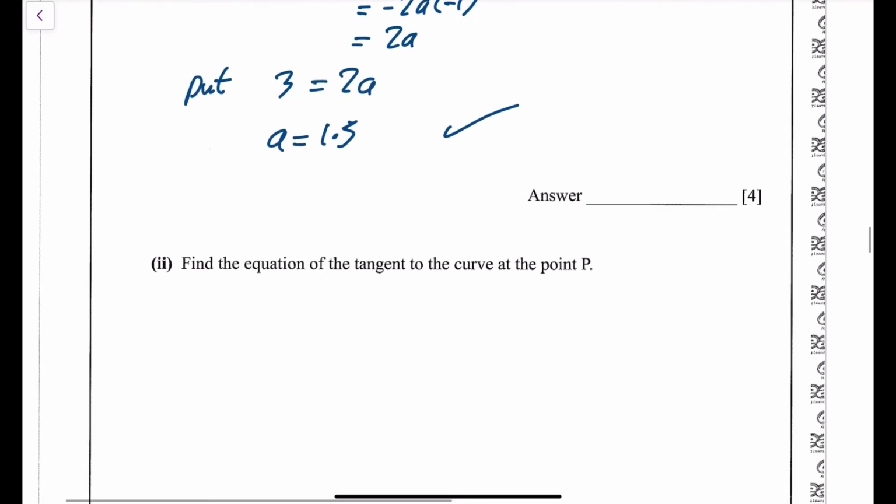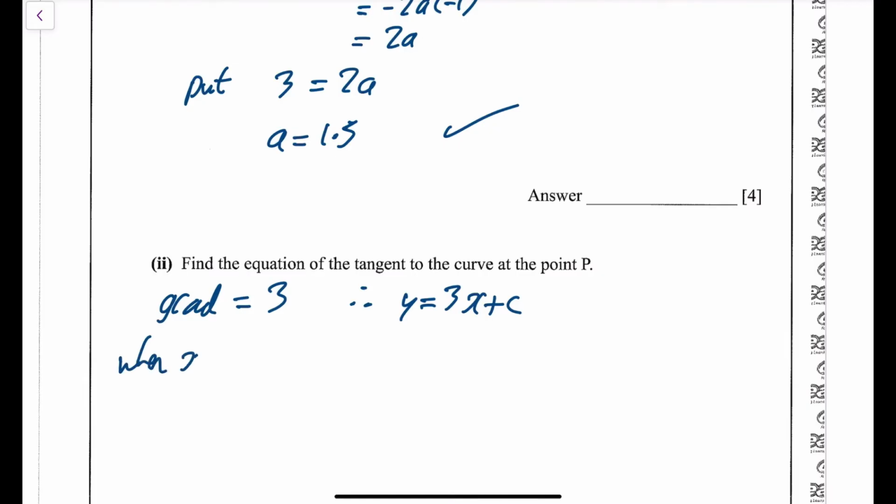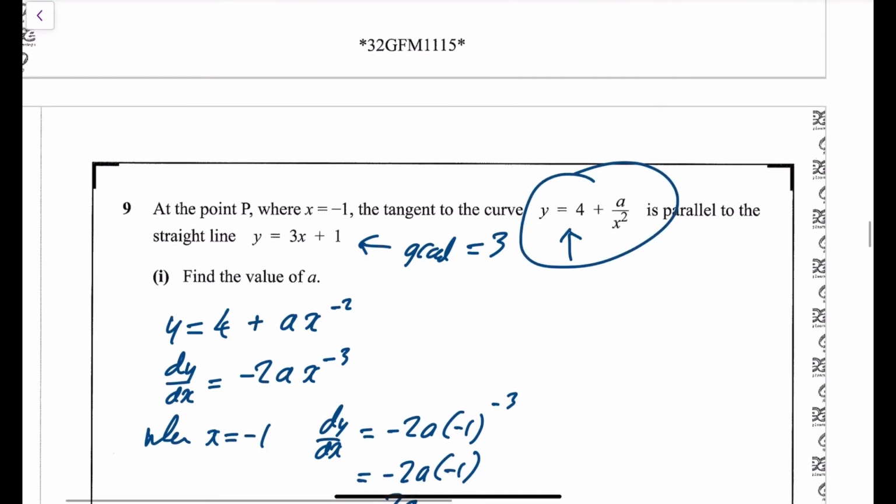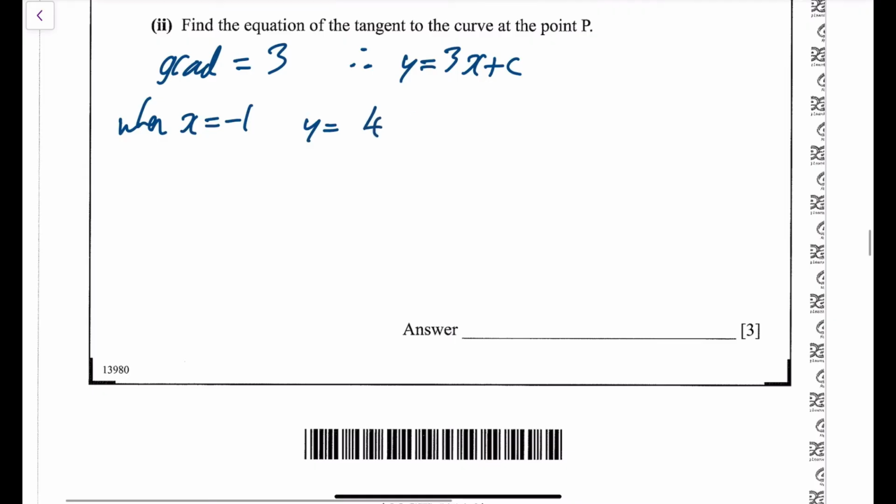Okay, so we know already that the gradient at the point P was equal to 3. Therefore our tangent so far is y equals 3x plus c, because that's your y equals mx plus c equation. Also, we've got to find the corresponding x value. So when x equals minus 1, your y equals, and we're putting it back into this equation up here. So y is equal to 4 plus, instead of a, write 1.5, and it was minus 1 squared. And if you do that, let me just check that, sorry. It's going to be 4 plus 1.5, it's going to be 5.5.